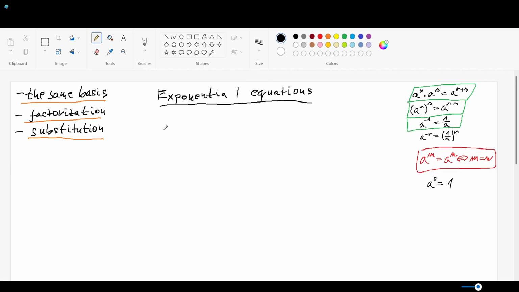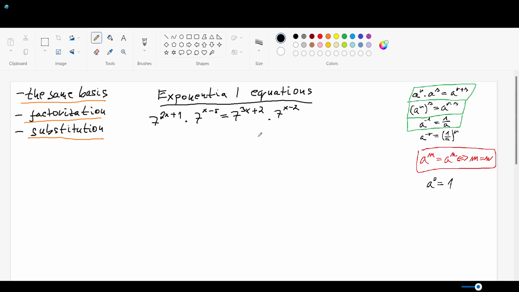So let's start with a very simple equation. Our equation is 7 to the power of 2x plus 1 times 7 to the power of x take away 5 is equal to 7 to the power of 3x plus 2 times 7 to the power of x take away 2.